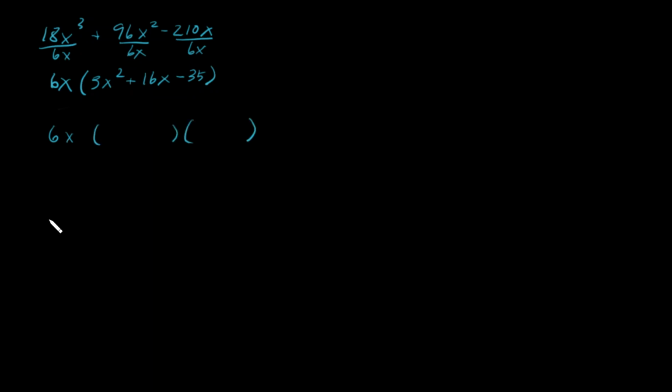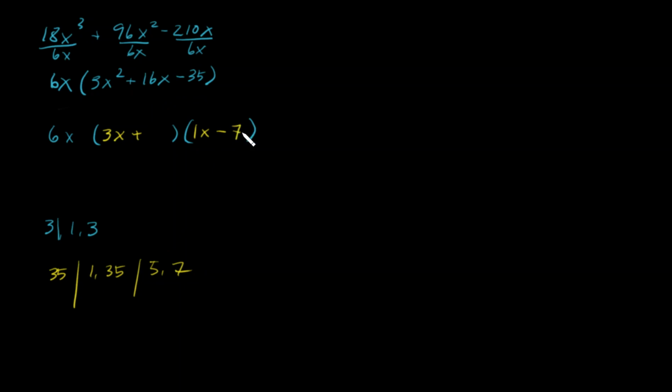I'm going to first use trial and error, so I'm going to set up my two parentheses. Take a look at 3. The only factors of 3 are 1 and 3, so at least that's not bad. So 3x and 1x. I'm going to put a plus and a minus. Remember, that tells us the signs are different. The factors of 35 are 1 and 35, and 5 and 7. So I'm not going to do 1 and 35. I think 35 is too big to ever become 16.